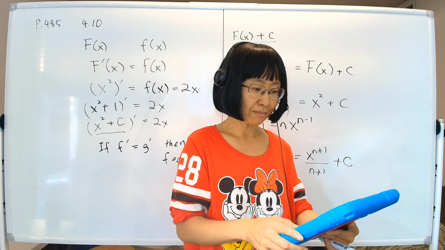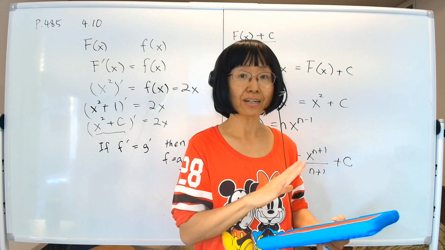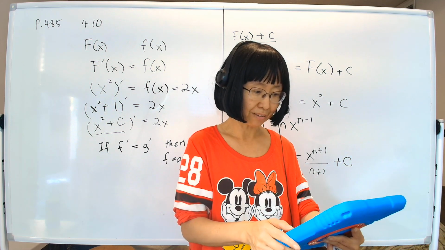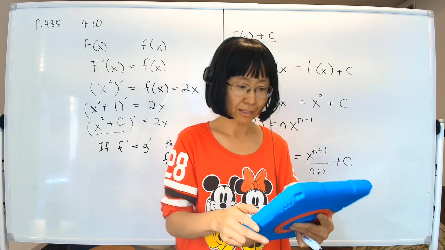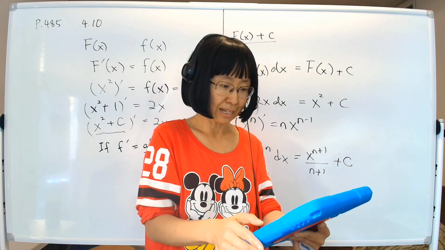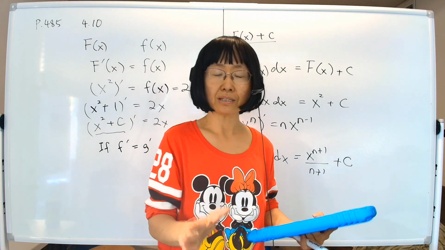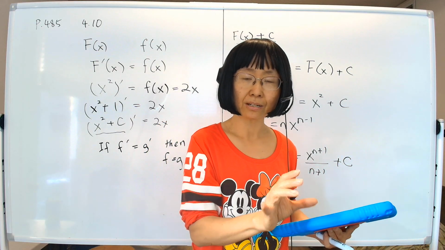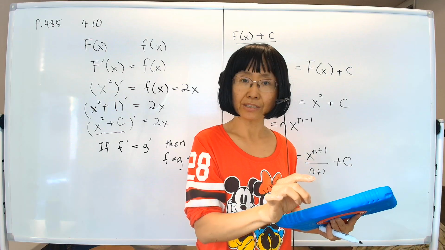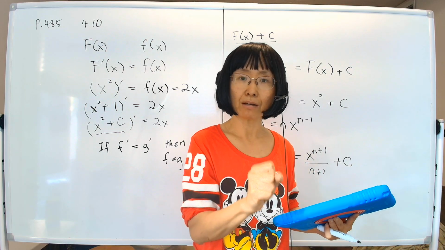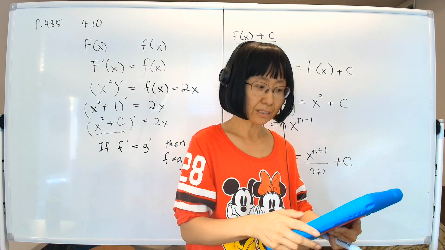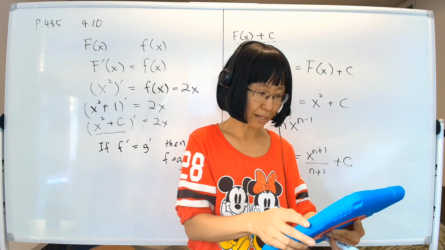So if you have products or quotients, then you're completely out of luck, basically, and you have to come up with some trick and hope that it works. So remember, there is no corresponding rule for integration when it comes to multiplication or division. You have to come up with a better plan.